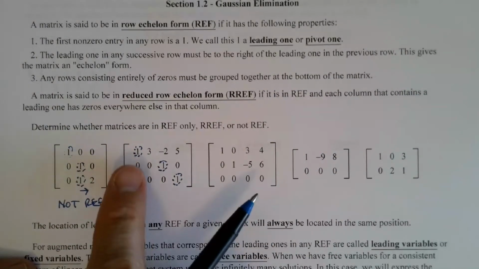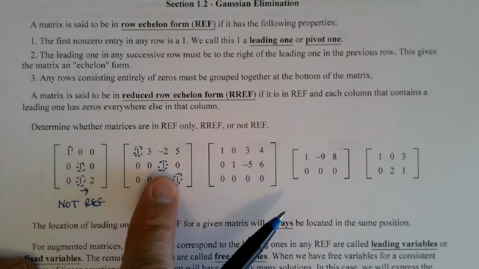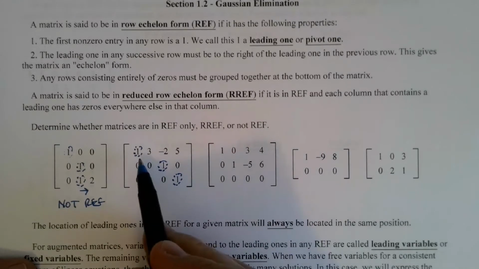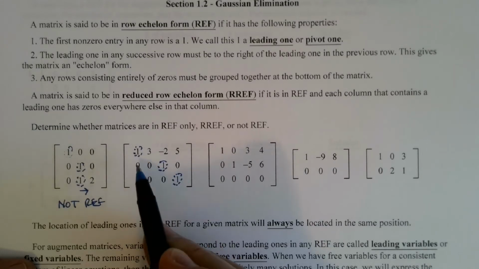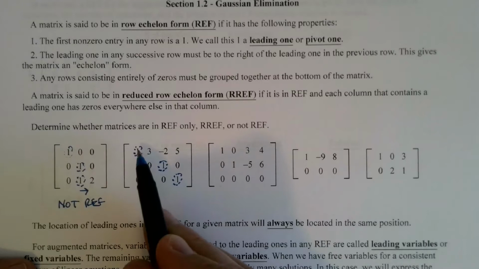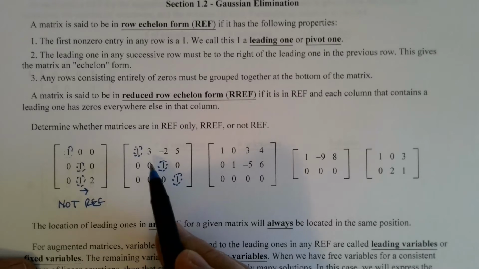So there we have 3 leading 1s, and they are in echelon form. Notice the successive going from 1 to 2. Here's a leading 1 here. It's further to the right. It's not here, but it's over here. That's fine. It just has to be further to the right. If we have a leading 1 in the first column of the first row, then the leading 1 in the second row has to be in the second, third, or fourth column. Okay, so we're okay, as long as there's all zeros and the first non-zero entry is a 1.